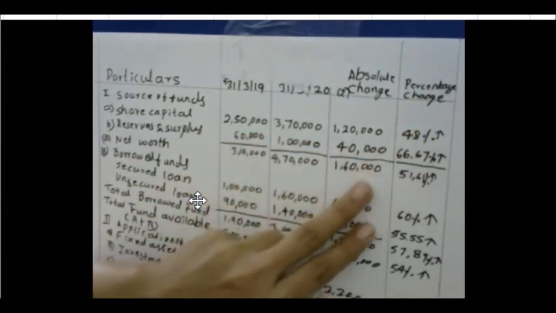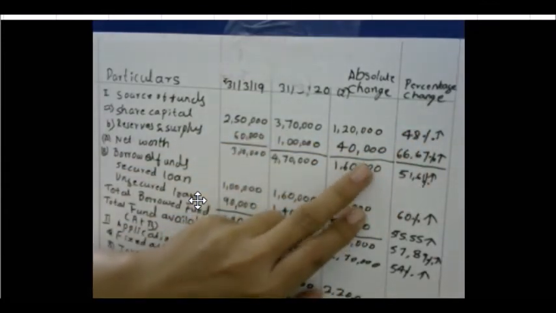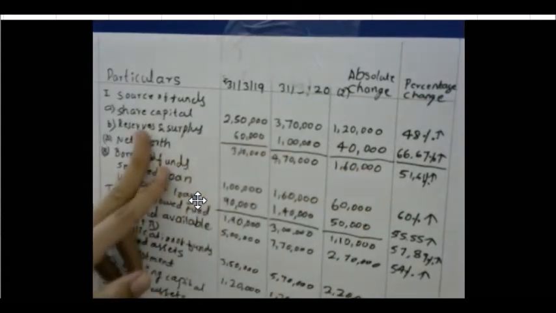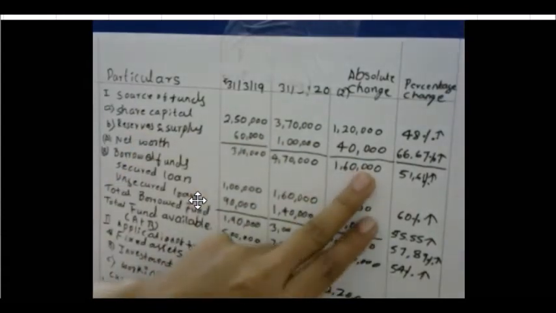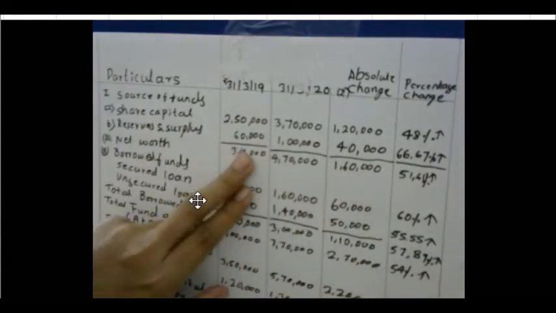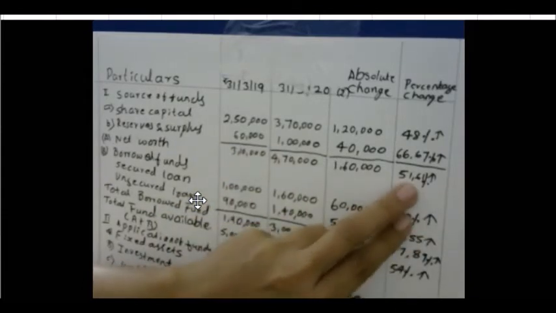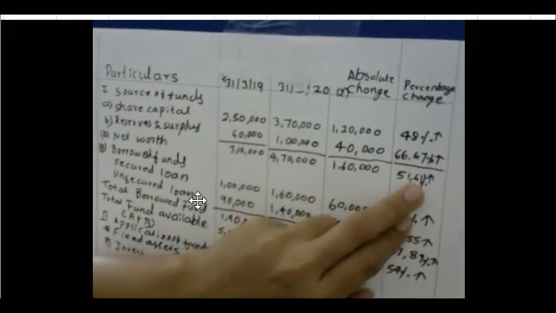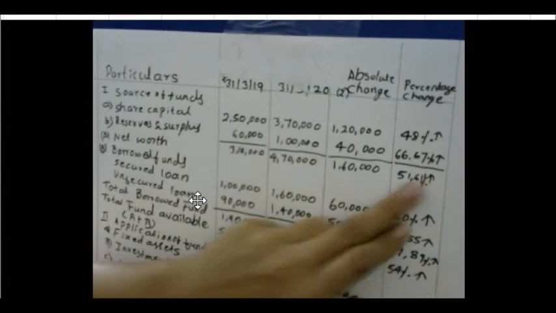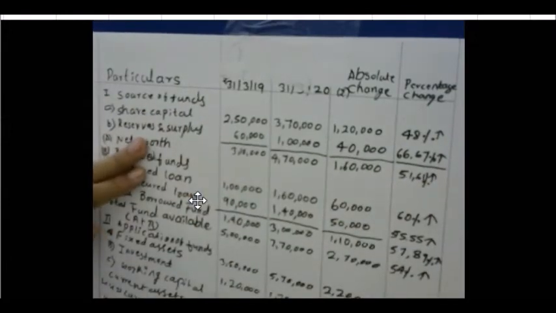So actually what we'll do, 1,60,000 is the absolute change of the net worth. So 1,60,000 divided by 3,10,000 will get an amount of 51.61%, increasing amount of the net worth.